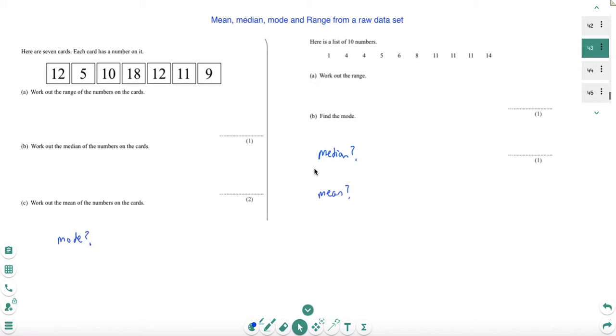Alright guys, this video is going to be all about statistics, specifically mean, median, mode, and range, alright? So we're going to be working on a group of problems, first from raw data and then from group data.